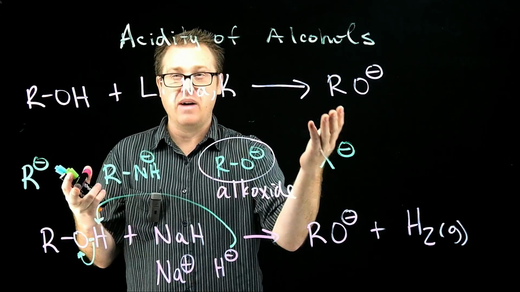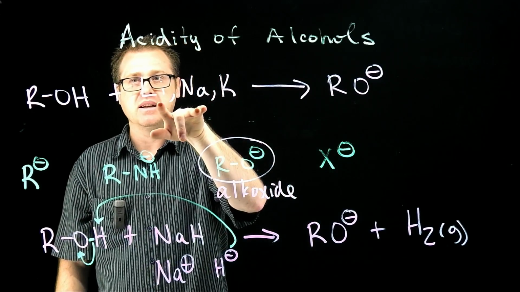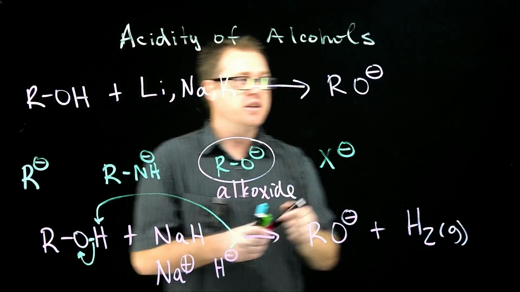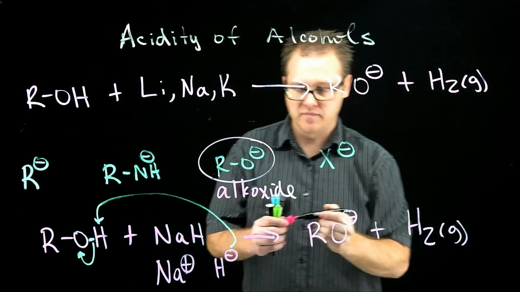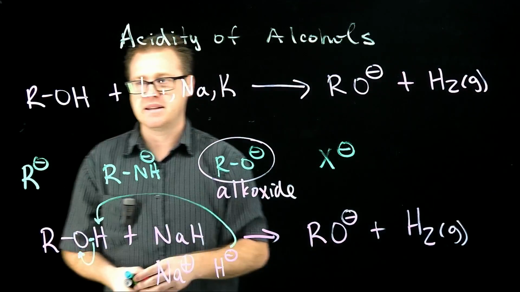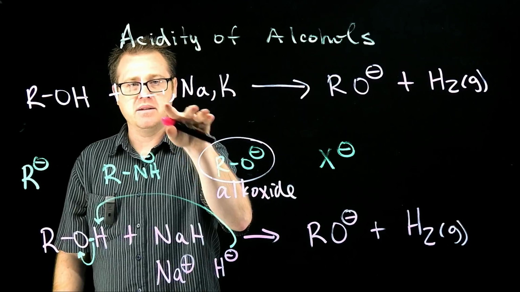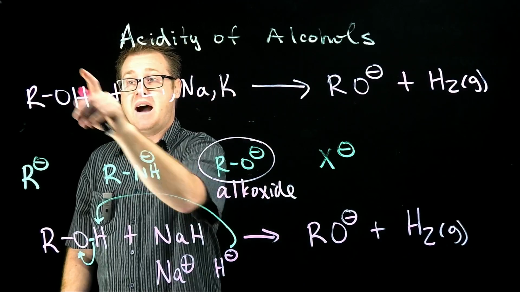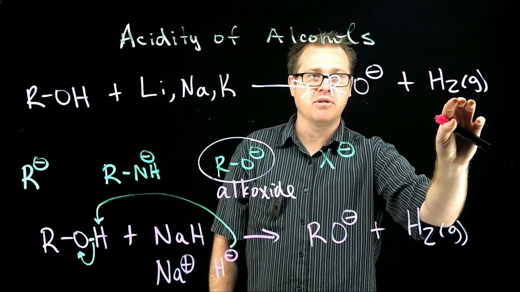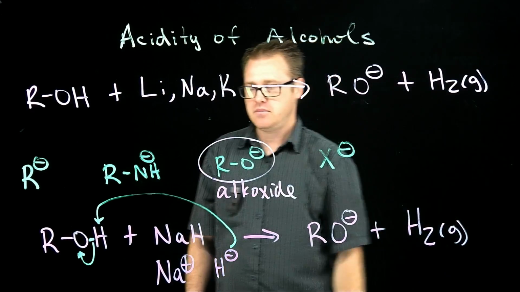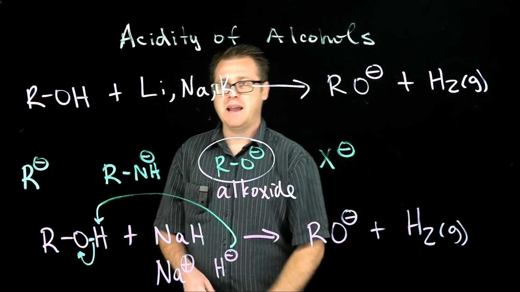What's also happening? Yes, you're generating the alkoxide, but it's these metals that are facilitating the generation of hydrogen gas. You don't need to know mechanistically how that's happening. Just remember that when you add lithium, sodium, or potassium to alcohols, you generate your alkoxide and you liberate hydrogen gas. So those are two common ways for you to make alkoxides.